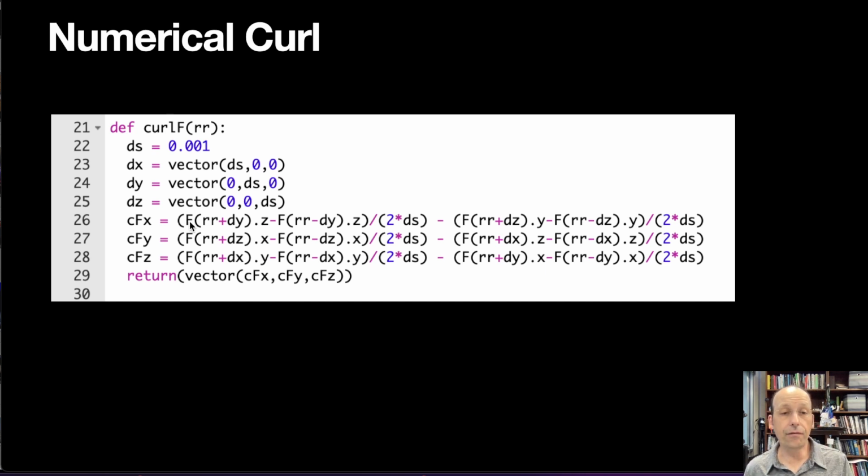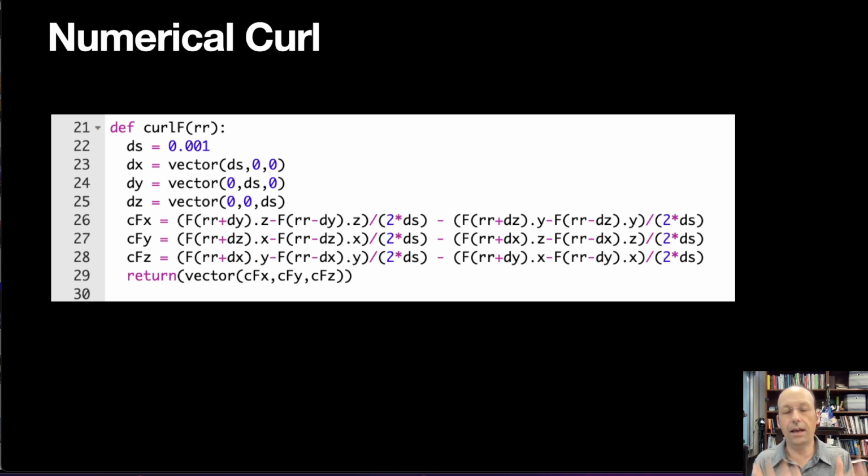But here I have the function f. I'm adding dy, moving in the y direction, but I'm looking at how it varies in the z component, so I have a dot z there. Same thing right there. And so I just wrote, if you look, this is the first component, this is the second component, and that's the third component. And then I return that vector cfx, where the c stands for curl fx.